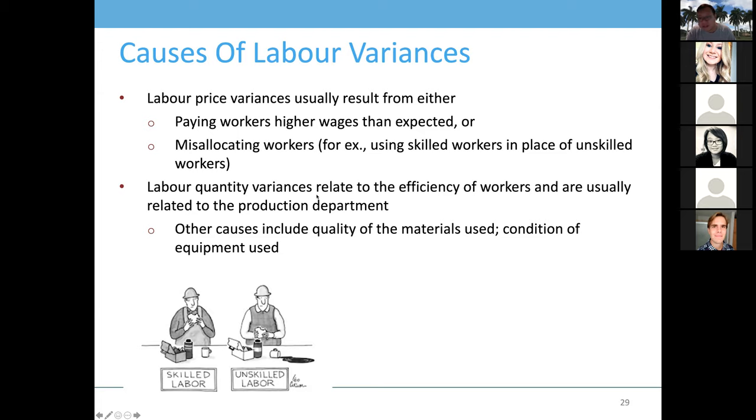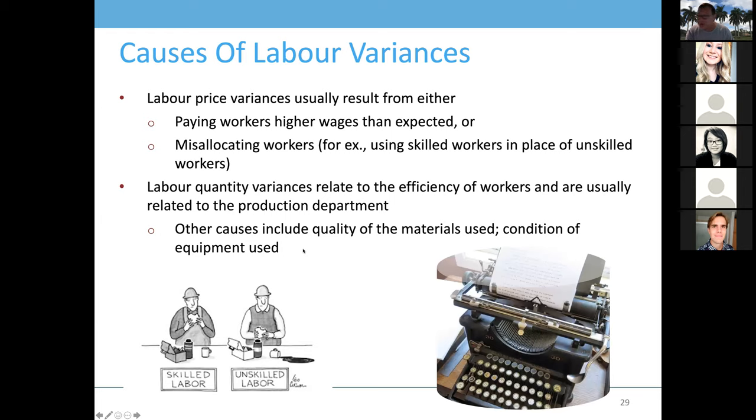The quantity variance means it's the efficiency. How come we are using more labor hours to do the job? It could be the equipment condition. You give them an old typewriter, so that's going to take a longer time for them to finish the work. Those are the ideas. Maybe it's the tools. The tools are not in the best condition, so they can't perform at the desired level.